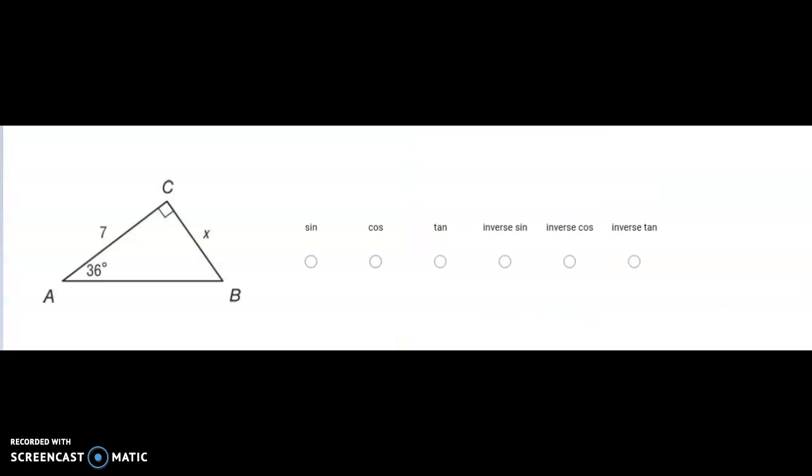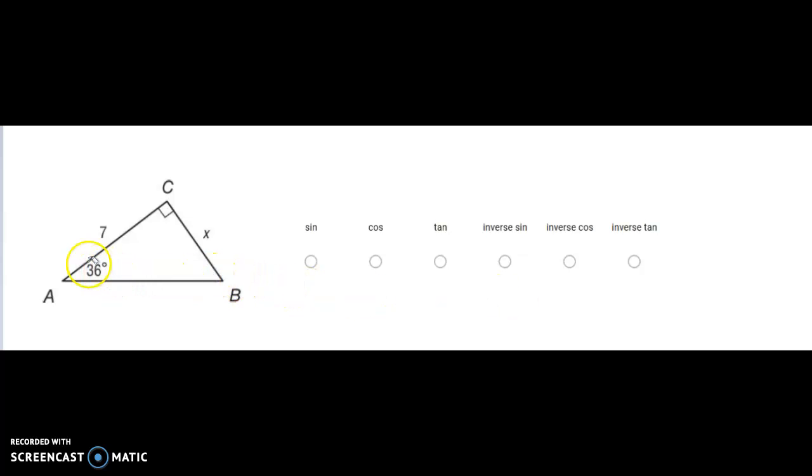Alright, so on the Google form for today, you're going to see problems that look like this, and you have to select which trig function or inverse trig function you would use to solve for the variable or the question mark on the diagram.